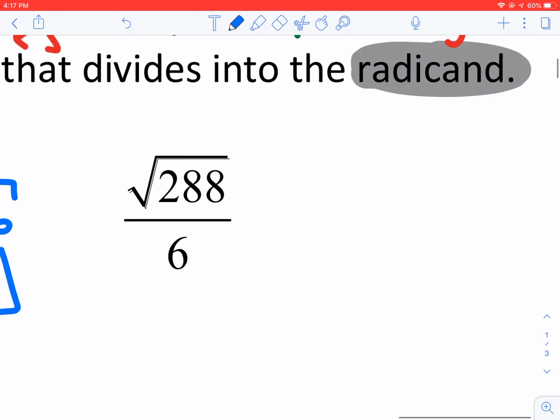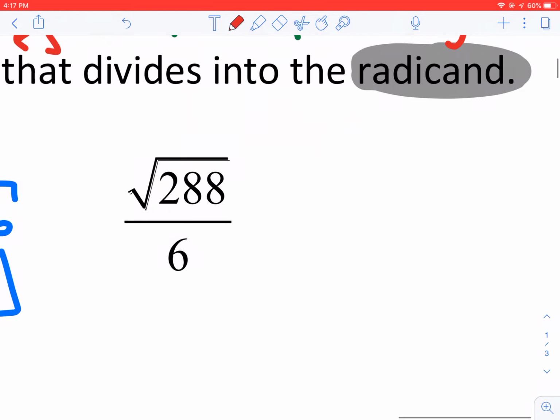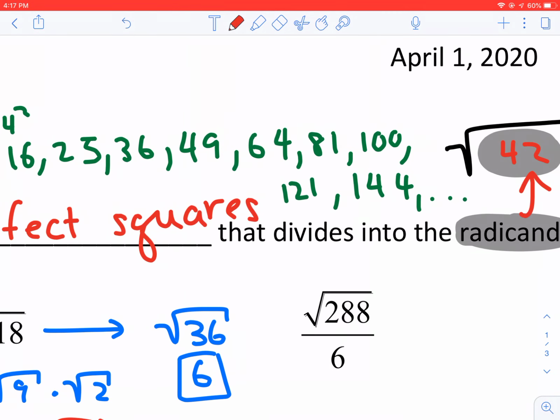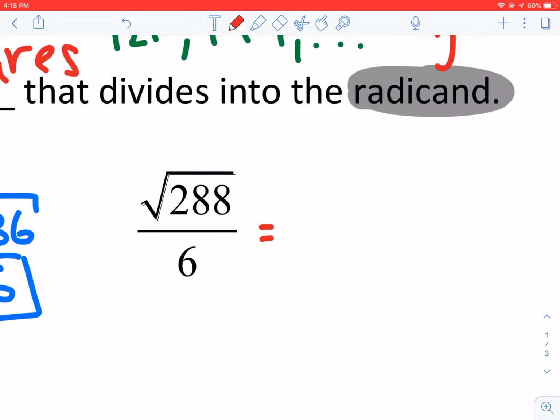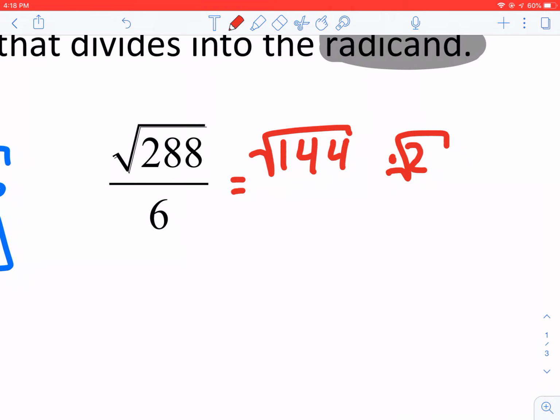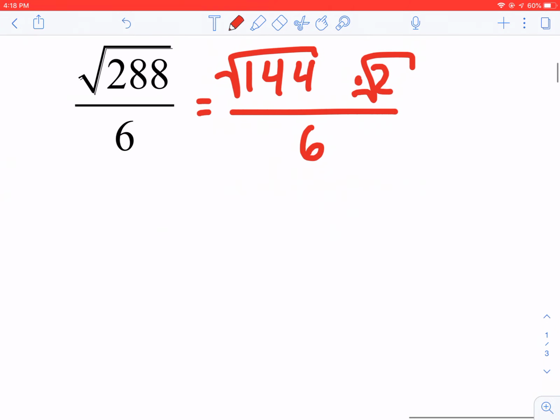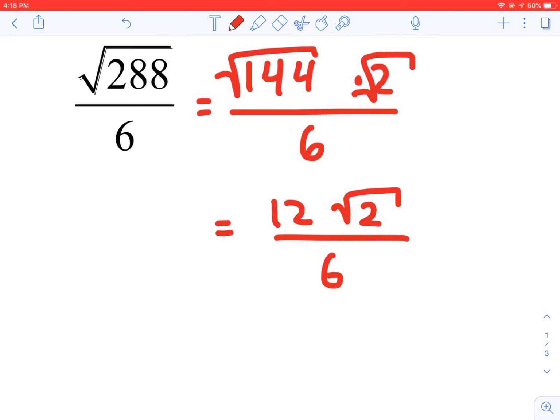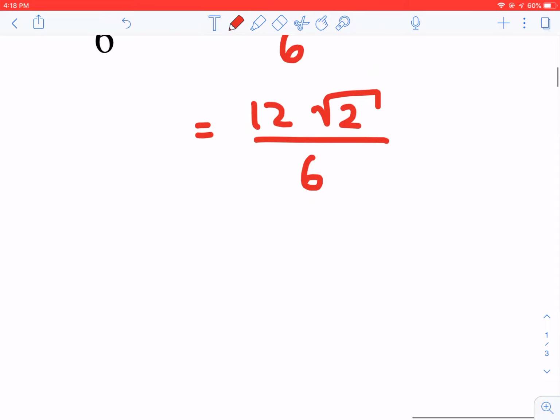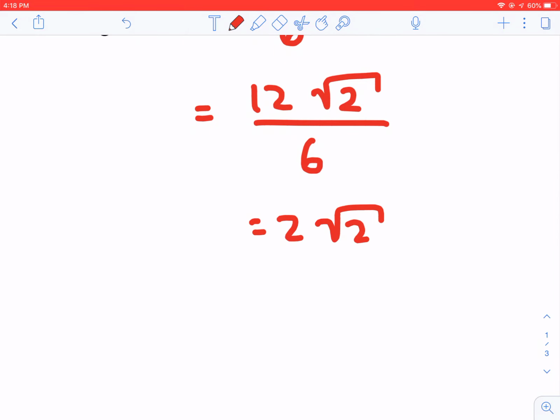Over here, 288 is a big number. So I'm going to look at my list of perfect squares, starting with the biggest one because we always want the largest. If you don't get the largest, you can still do it. It's just more steps. But starting with the largest, 144 goes into 288. And it's actually 144 times 2 is 288. So square root of 144 times square root of 2 is square root of 288. Alright, square root of 144 is 12 times the square root of 2, all divided by 6. And then 12 divided by 6 equals 2. So this is 2 square root of 2.